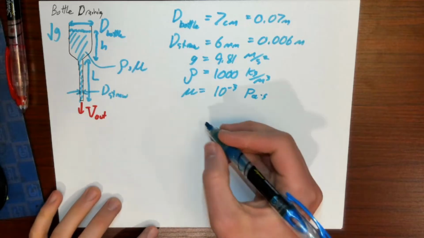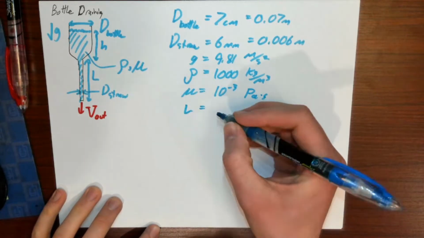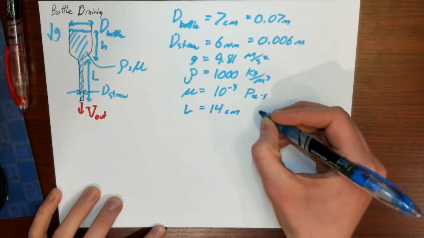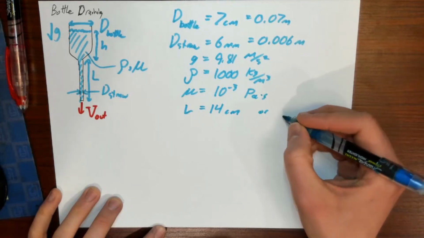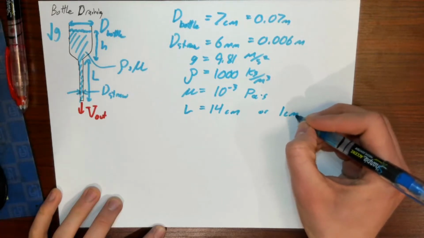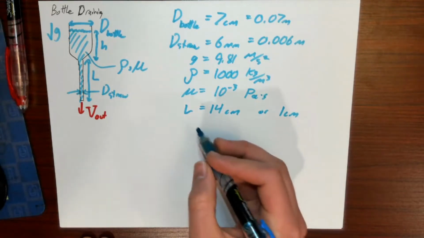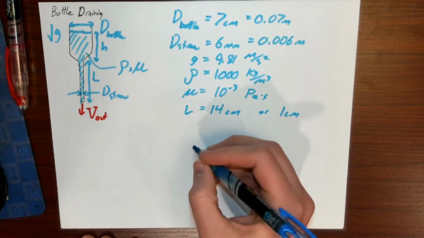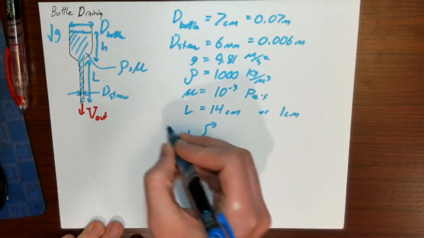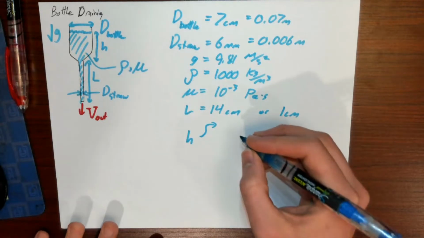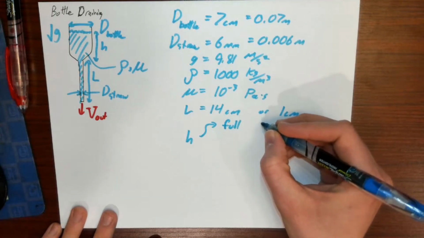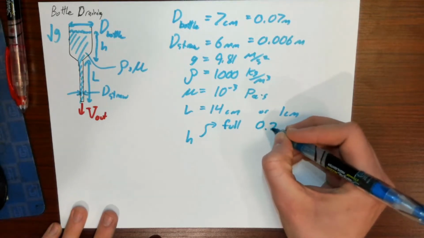We're going to look at two different versions of L. One version where the straw is 14 centimeters long, and another where it's just 1 centimeter long. And let's also look at three different values for h. h towards the beginning of the bottle draining situation, where it was basically full, was, let's say, about 22 centimeters.